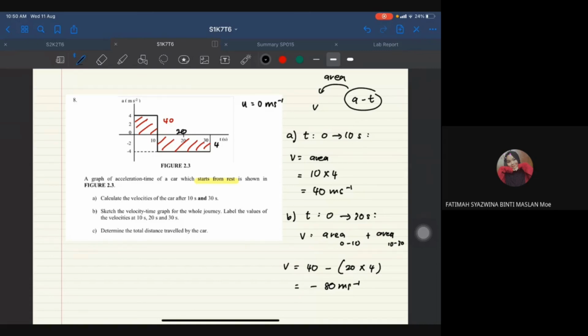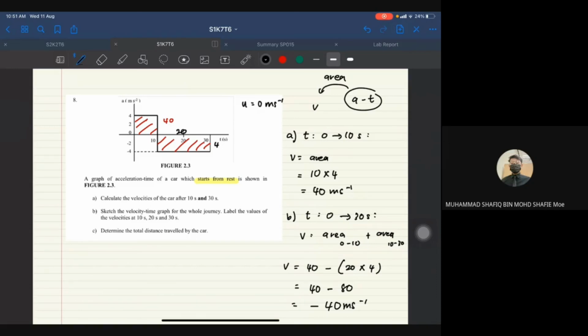Salah kira. Negative 40. Dia 40, saya tulis satu. This one will be 40 minus 80, which is negative 40 meter per second. Okay, senang ke tak? Ada soalan tak ni?